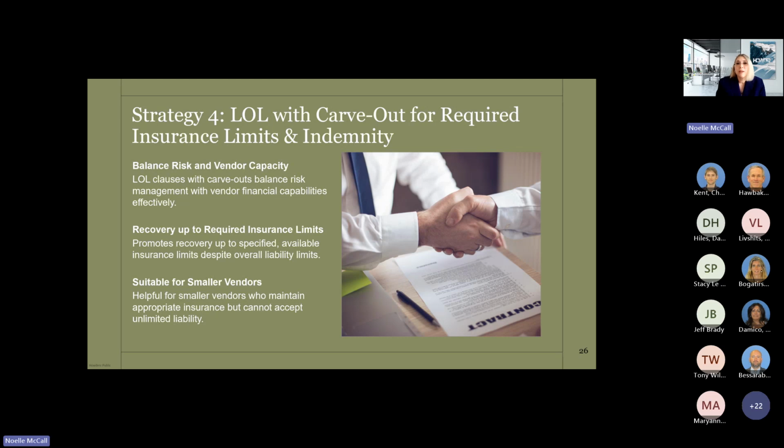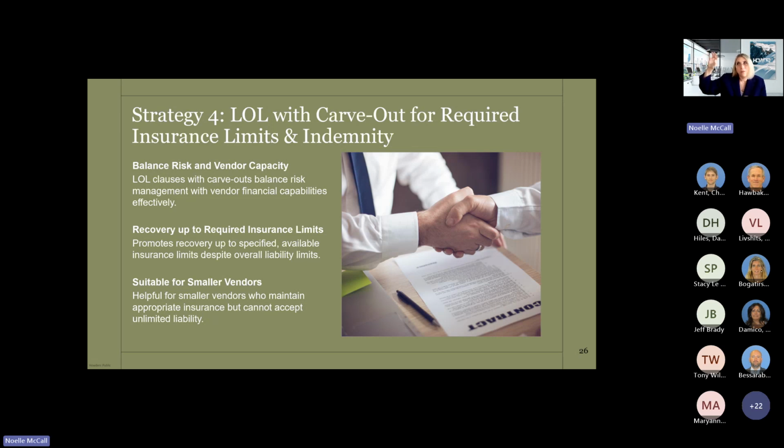Strategy 4, limitation of liability with carve-out for required insurance limits and indemnity. So LOL clauses with carve-outs help balance the risk management with vendor financial capabilities in an effective manner. By promoting the requirement of the recovery up to specified available insurance limits in spite of what their total insurance limits are. So this is kind of capping the availability of the vendor's insurance only to those limits that you're requiring them to carry in the contract.